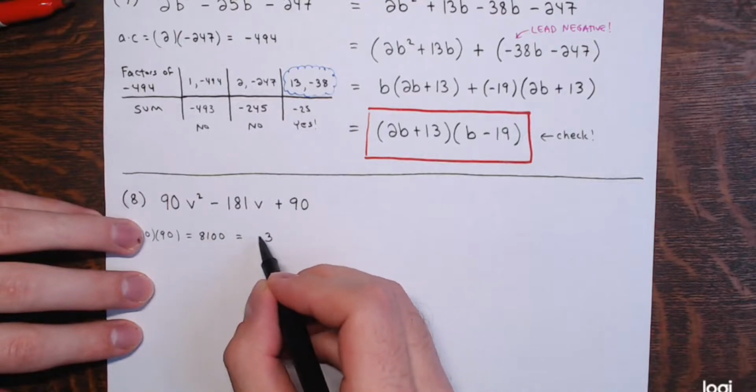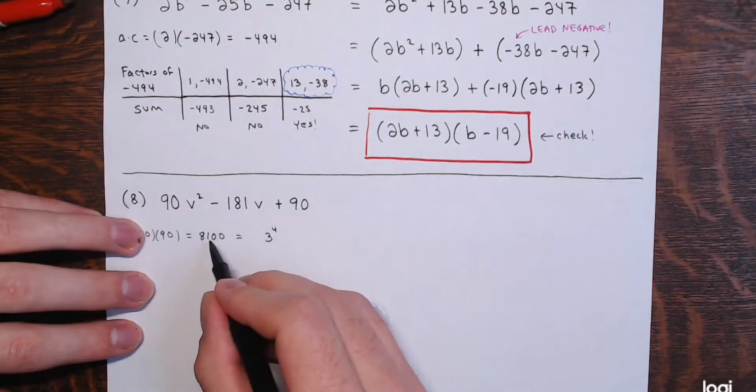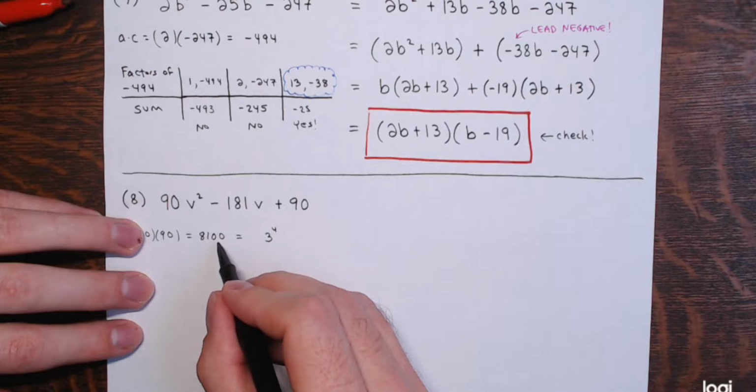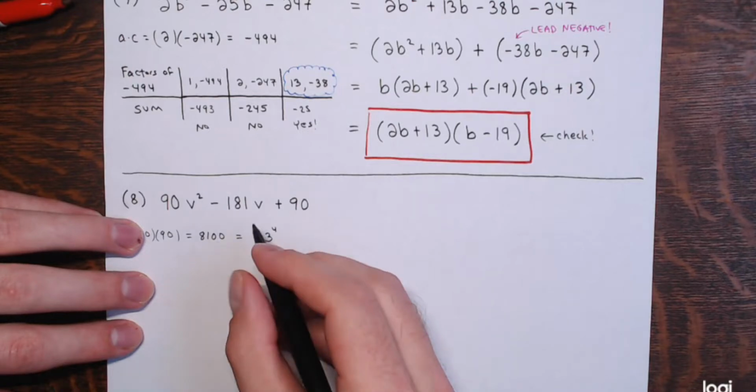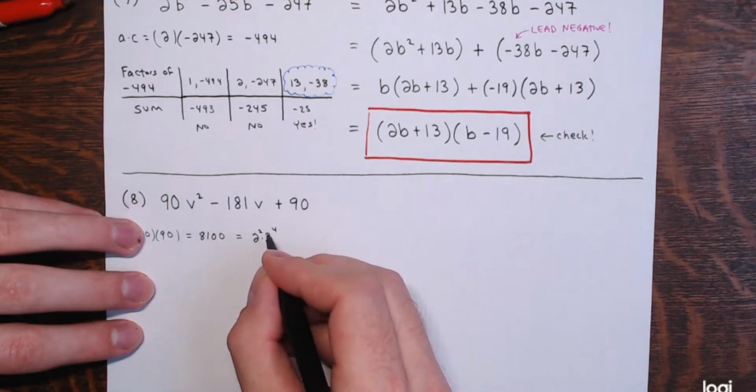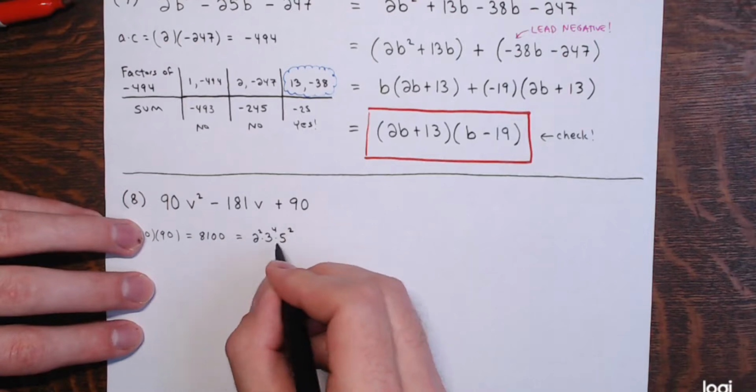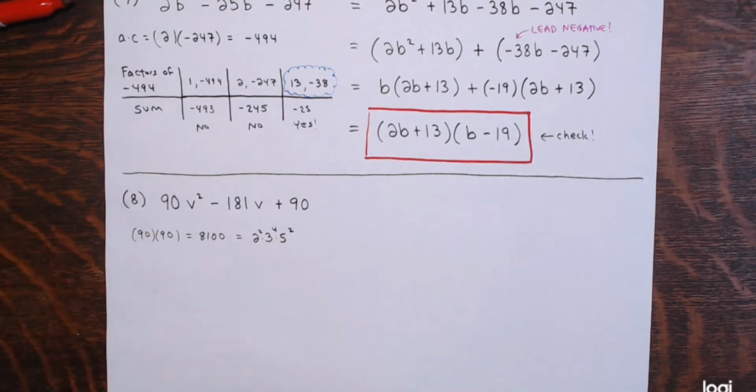81 is a factor of this. That's 3 to the 4th. This would be 81 times 100. And 100 is 4 times 25, right? 2 squared times 5 squared. So there's the 8100 written as a product of primes.